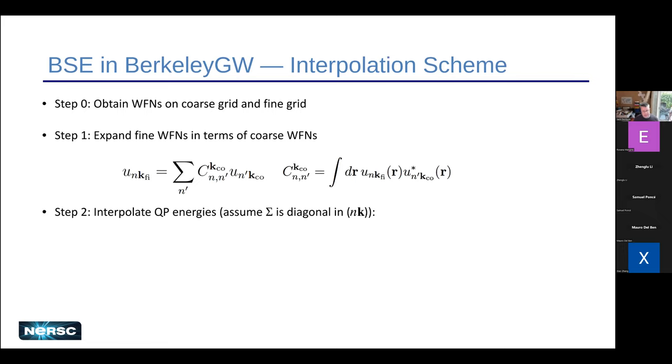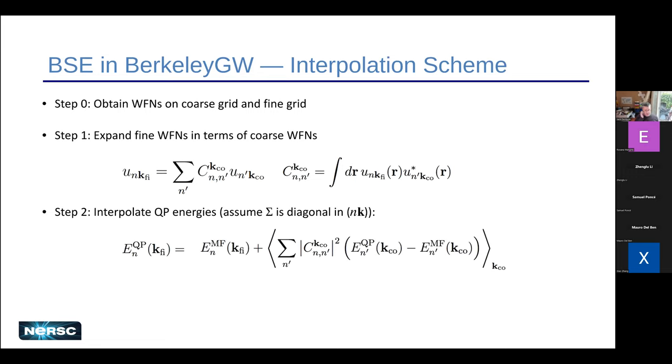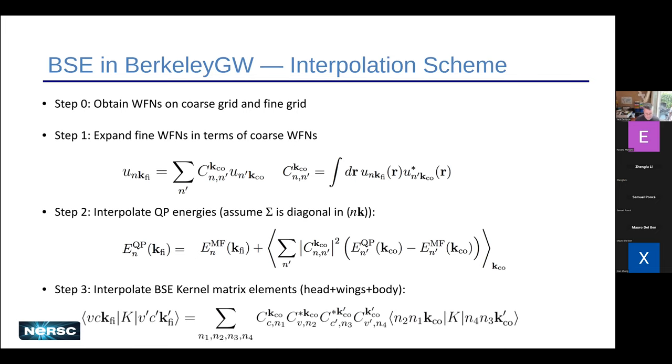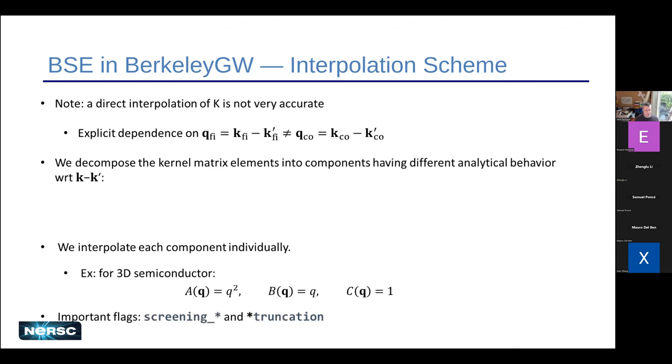One caveat here is that in order for this to be accurate, you tend to need to have more bands on the coarse grid than you need to have on the fine grid in order to converge. And then we interpolate the quasi-particle energies, and finally we interpolate the BSE kernel matrix elements by using those coefficients that we have calculated above.